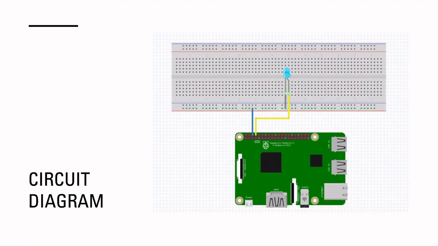Here I'm using pin 6 for ground and GPIO 14 for powering my LED. This is a very basic circuit which consists of only one LED and a connection between ground and a GPIO pin.